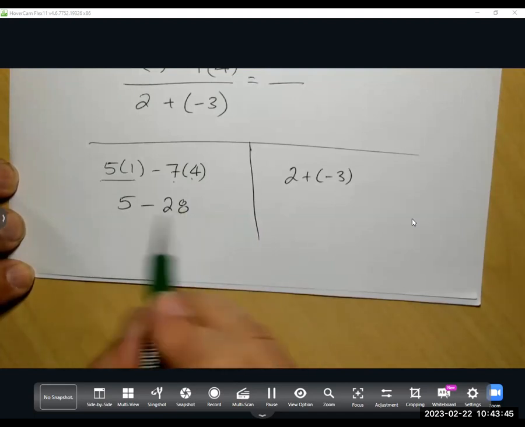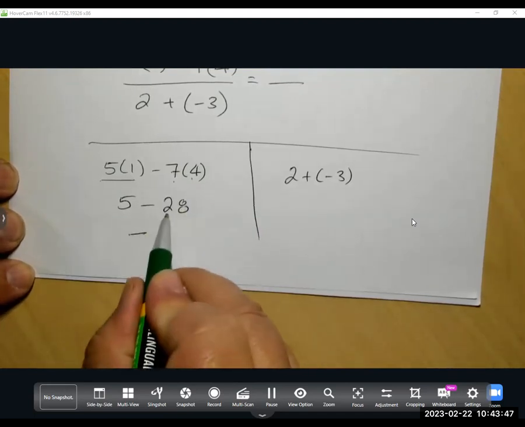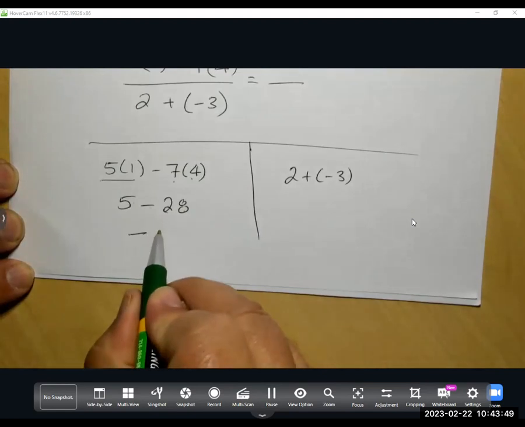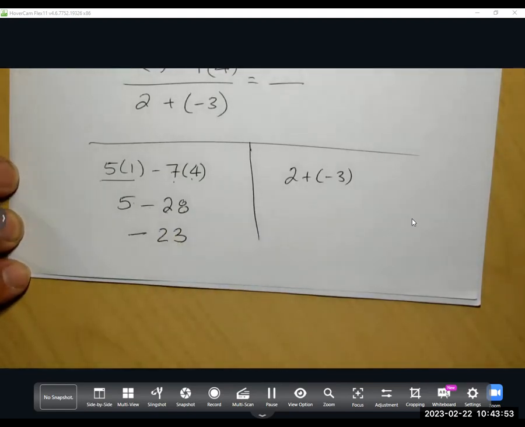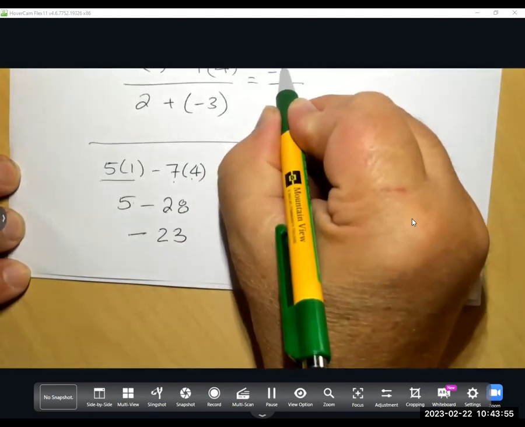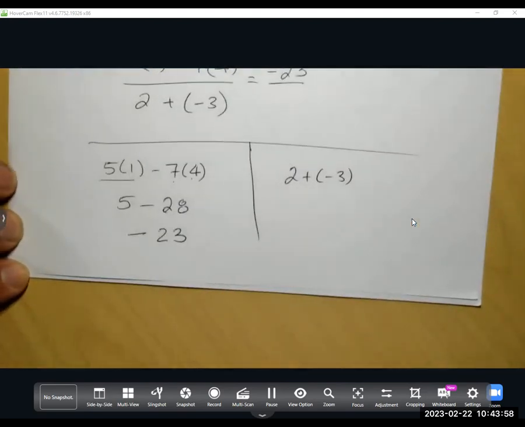So will the answer be positive or negative? 28 minus 5 is 23. So the top is -23.